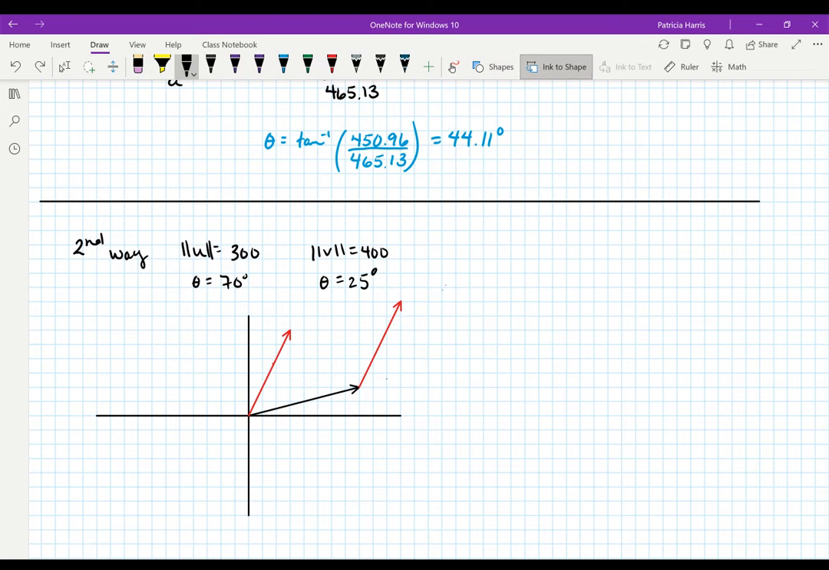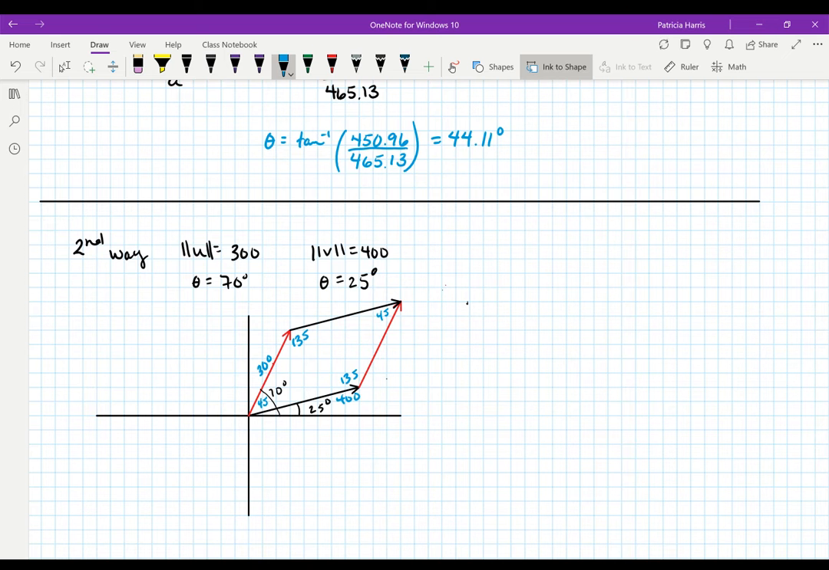Oops. Let's try that again. Okay, so if this has an angle of 25 and this right here has an angle of 70, then the angle in between is going to be 45. Now, since this is a parallelogram, opposite angles are equal, so this is 45. And then if I subtract from 360 and divide by 2, because it's a parallelogram, I get 135 and 135. This again has a length of 300. This has a length of 400.